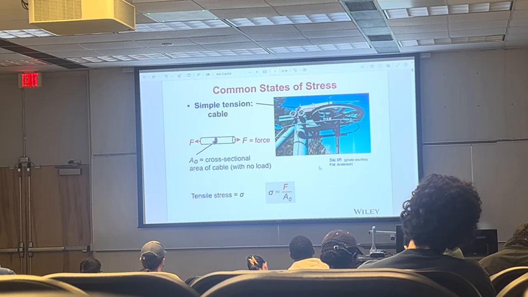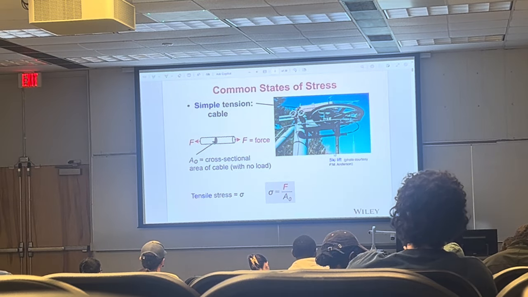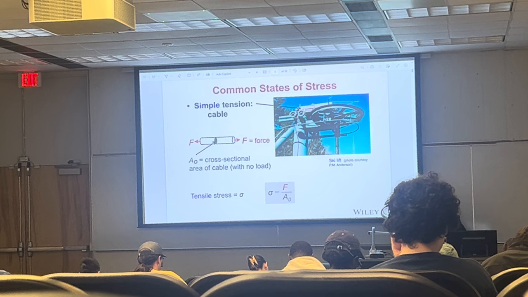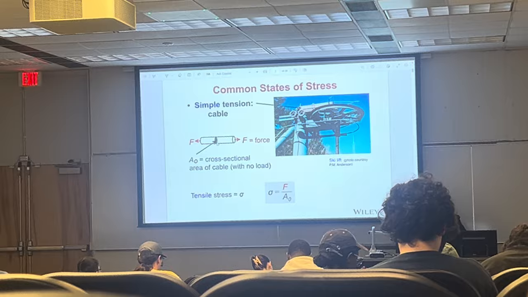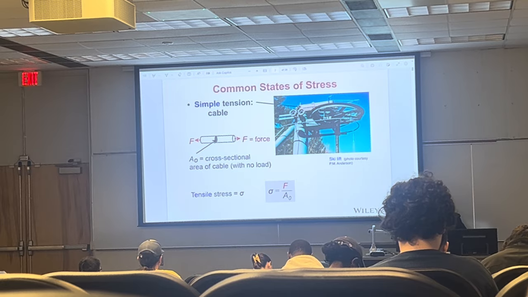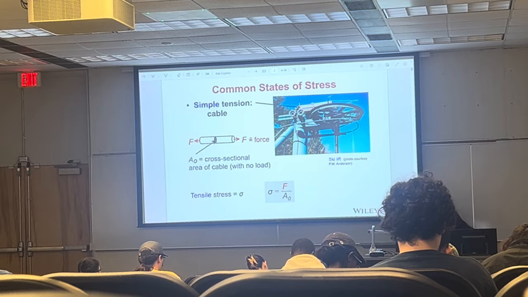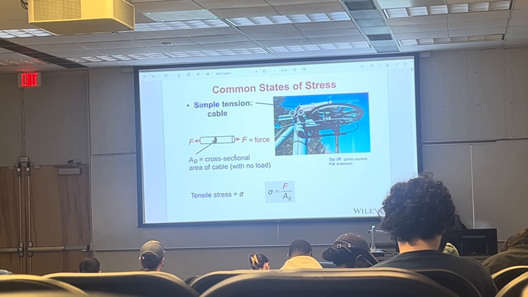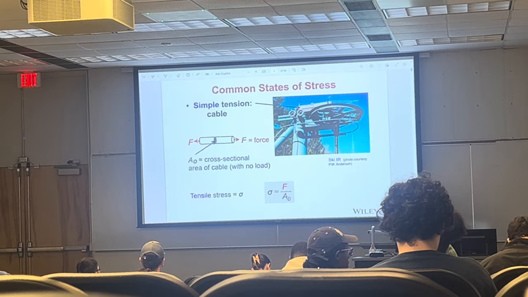Okay, common states of stress. There's a certain force. You can see this mechanism. It's in operation. This is a ski lift, right? And in the cable, here's a cable. We take this portion of the cable, and we draw a free body diagram for this cable, and you can see it's under tensile force. We're pulling on that cable. A0 is the cross-sectional area of the cable without any load, and the normal tensile stress is equal to the load divided by the area.